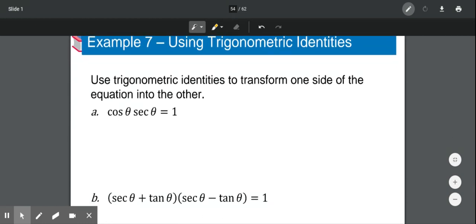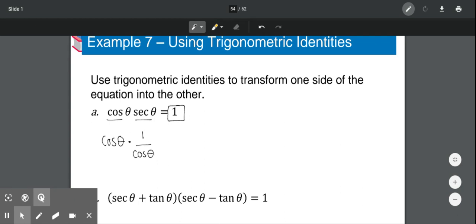And then on example 7, we're using trig identities to transform one side into the other. So in order to do that, in this case, this right side is already 1. So we need to rewrite maybe the cosine or the secant in a way that will get this left side to simplify to be 1. So for this one, I'm going to leave the cosine as cosine. But remember, with your reciprocal identities, the secant is 1 over cosine.